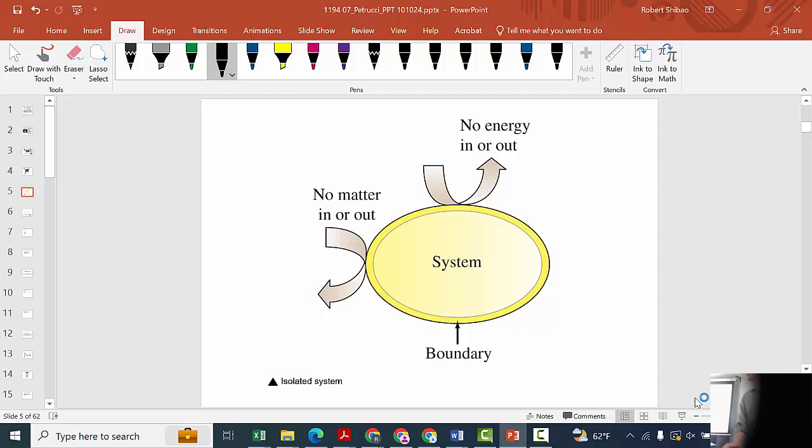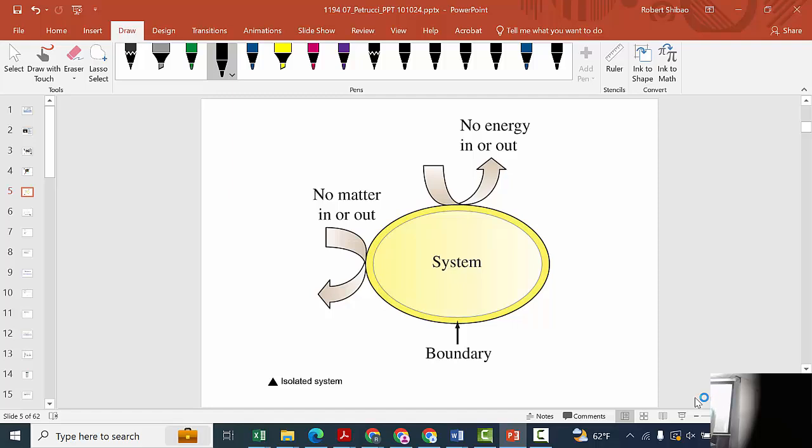What type of system is this? Is this an open system? Open system, both matter and energy are freely exchanged. Would this be an open system? Is this a closed system?